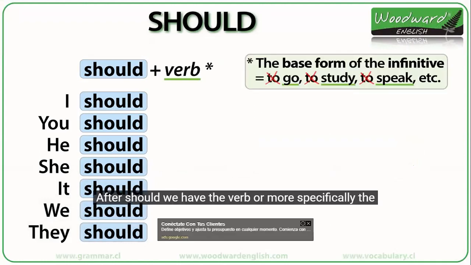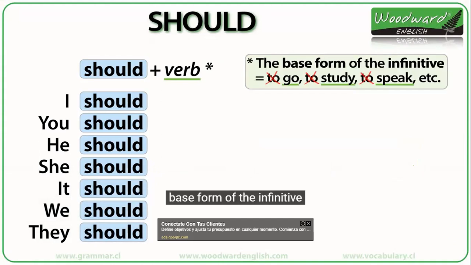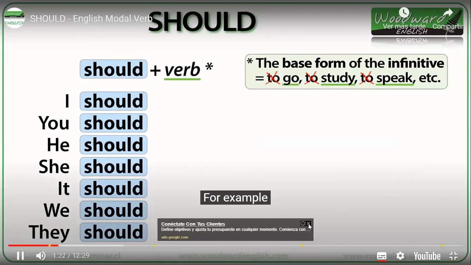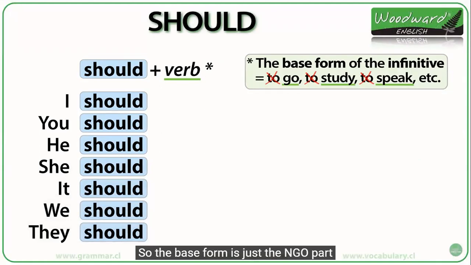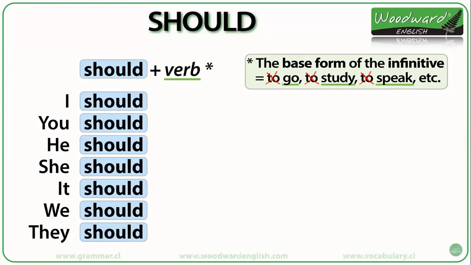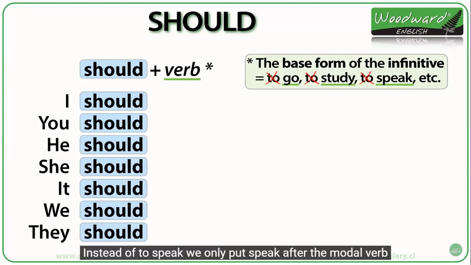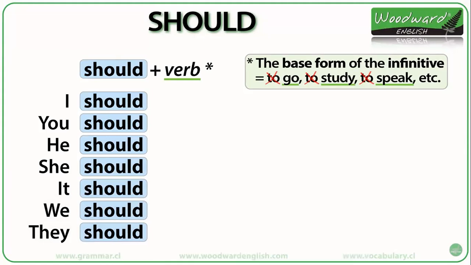After should, we have the verb, or more specifically, the base form of the infinitive. This means the infinitive without to. For example, the infinitive is to go, so the base form is just the go part. Instead of to study, we say study. Instead of to speak, only put speak after the modal verb should.